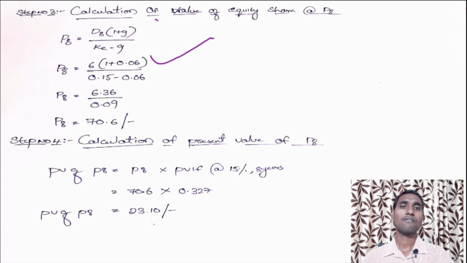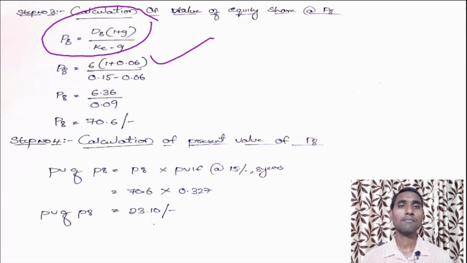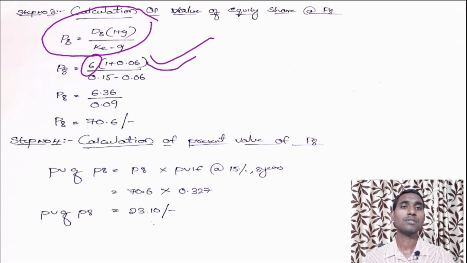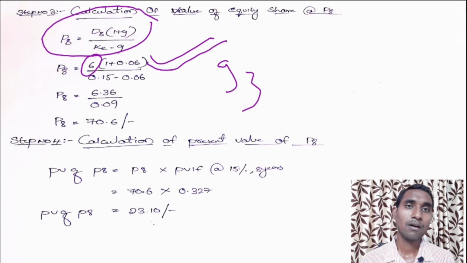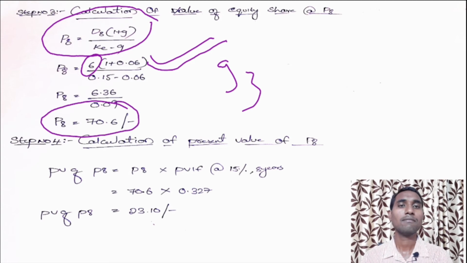So we use a formula. This is the formula: P8 is equal to D8 into (1 plus G) by (KE minus G). So we have D8, the dividend at the 8th year, is 6 rupees, into 1 plus G. Now see, be careful. Here I am using the third growth rate, G3. After 8th year the dividends will grow at the third growth rate, that is 6%. So be careful, you need to use the third growth rate from the third step. So I have found this value of the equity share at the end of 8th year.